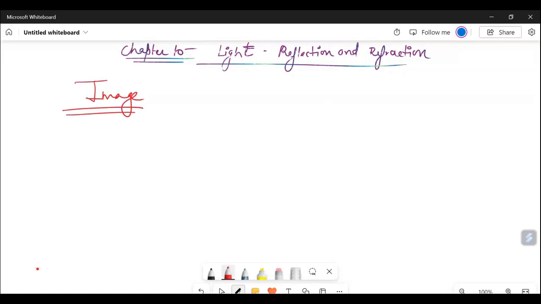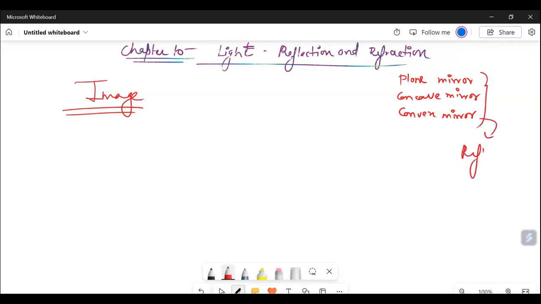What are those? One is plane mirror. We are going to discuss all of them today. Concave mirror and convex mirror. Okay, there are three types of mirror, and in the mirror the reflection can happen. So reflection can only happen in these mirrors. So we will discuss what is mirror.